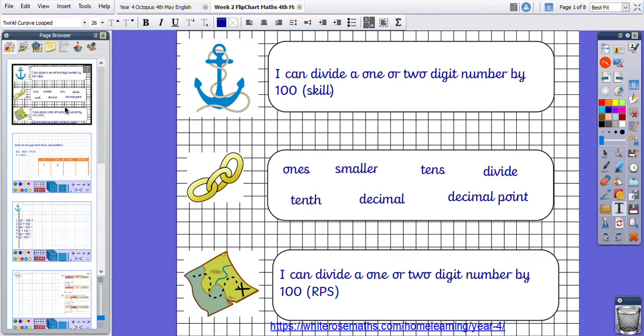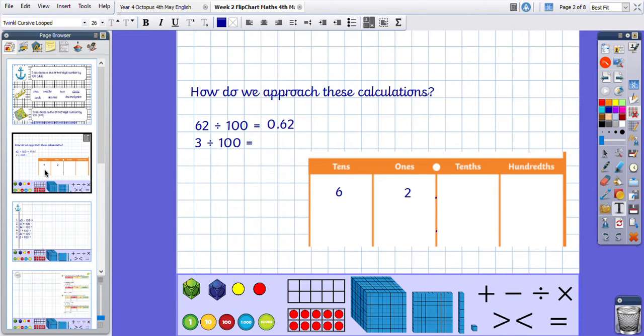Good morning, Octopus. Your math test today is dividing a 1 or 2 digit number by 100. We are going to practice a skill for our anchor task and then reasoning and problem solving to achieve goal today. So, a quick recap. How do we approach these calculations?